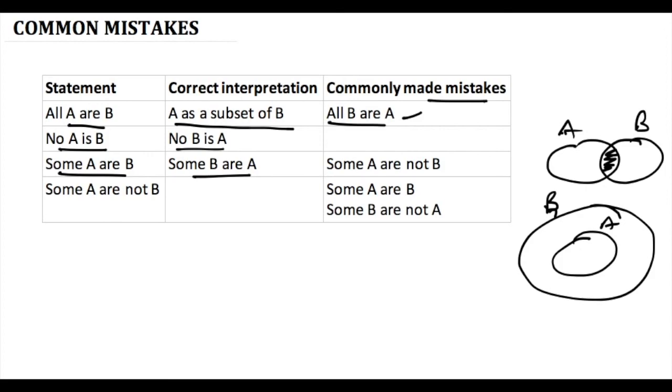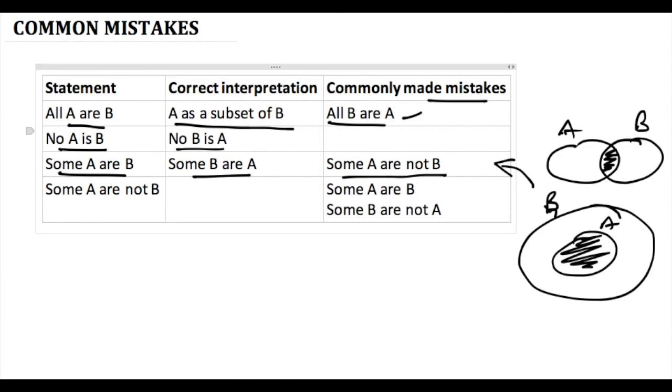So in this scenario, the conclusion that some A are not B becomes wrong, because here all A's become B's. Therefore, this is a wrong interpretation, or a commonly made mistake, when you're talking about some A's being B's. Remember that this is only specific to some A's and B's being together. This is not about some A's not being B's. So when the word not is used, then it becomes different.